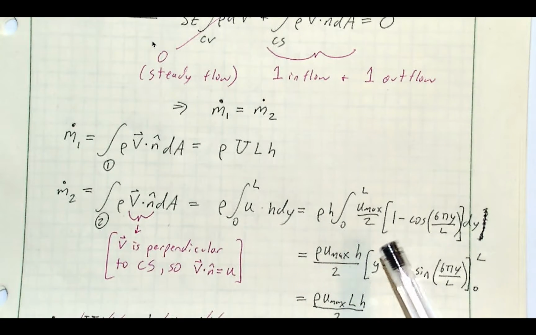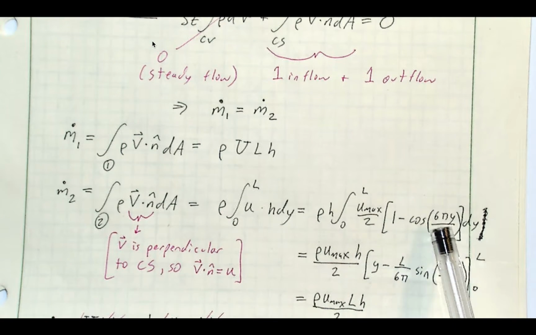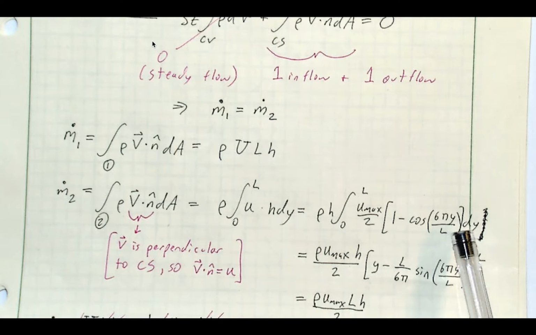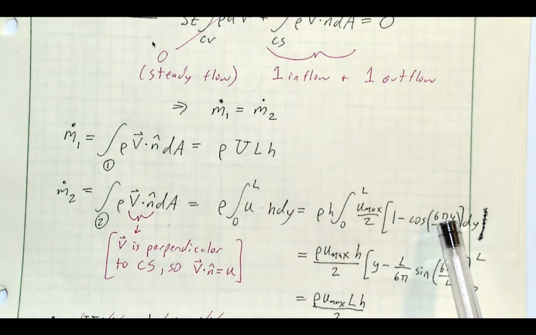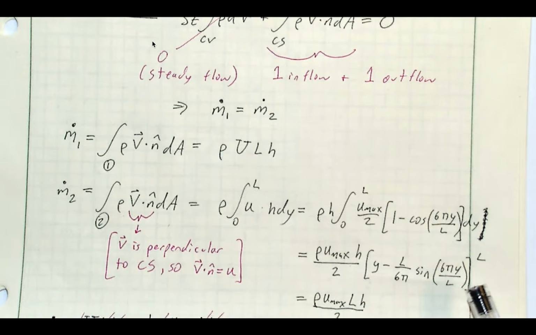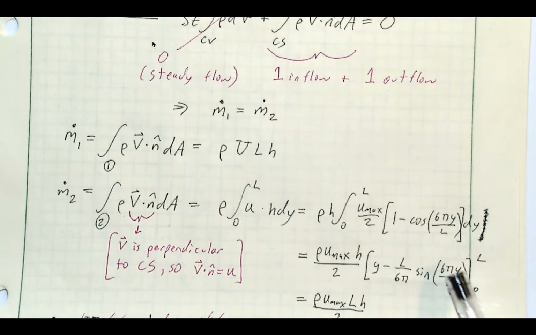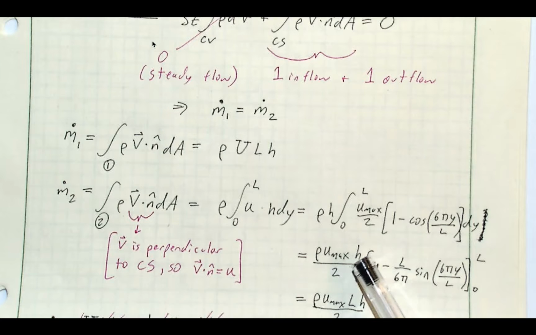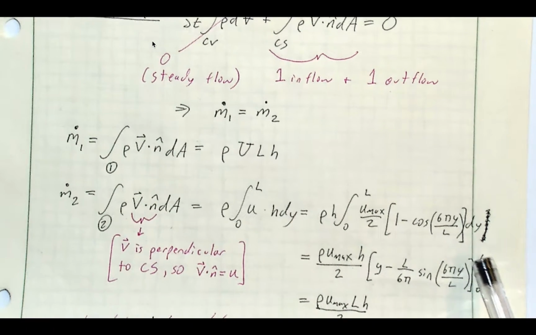Plug in what our velocity profile is. It has this cosine. Well, this one part goes to y. The cosine goes to sine, where we have to pull out the 6 pi over L, but we have to make that inverse for the chain rule to work. So it's L over 6 pi in front. But luckily, at our two bounds, sine of 0 is just 0, and then sine of 6 pi L over L, so sine of 6 pi itself, is also 0. So those cancel. All we're left with is this rho u max h over 2 times this L, right?